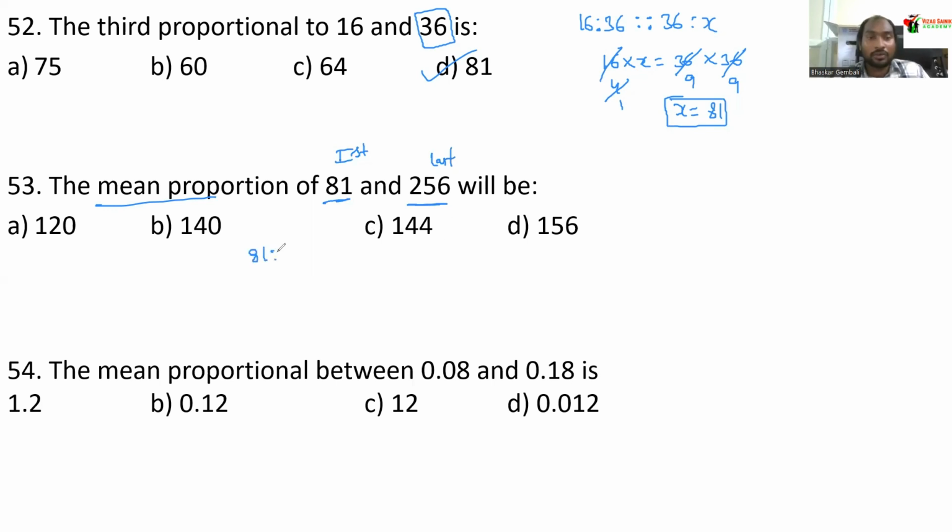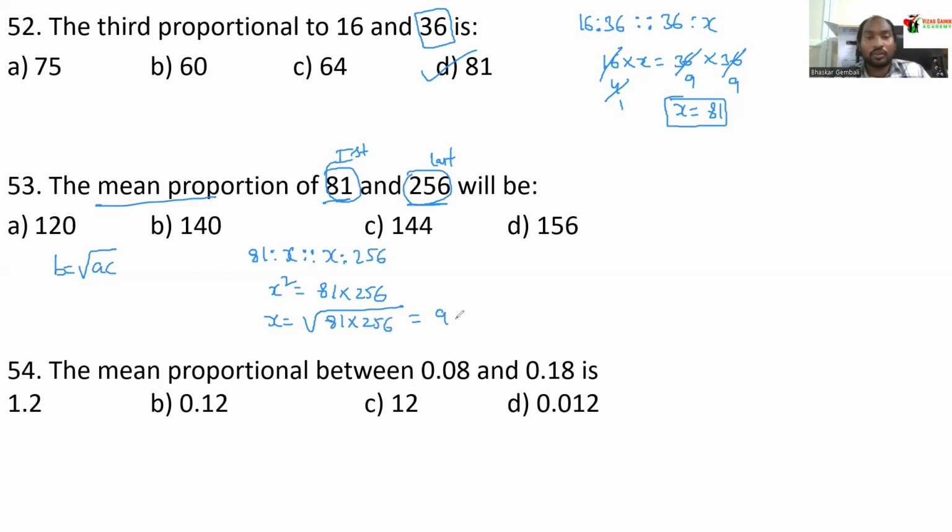So 81 is to the middle, let's say x, and then x is to 256. The product of extremes equals the product of means, so x into x, x squared, equals 81 into 256. If we know the formula, we can directly write b equals root of ac. If we forget the formula, whatever we have as the middle, we take it twice. So x equals root of 81 into 256.